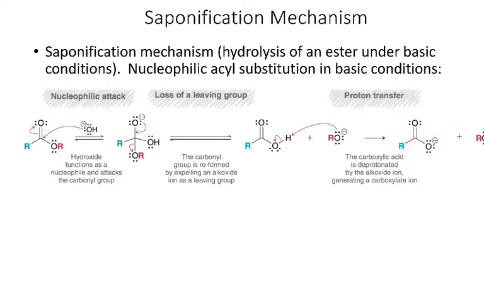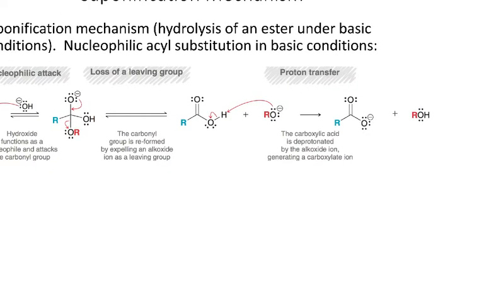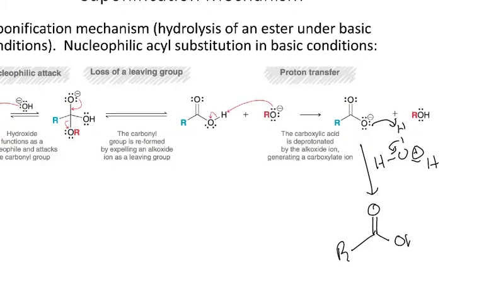And so if we want to get back to the carboxylic acid, that's where the acid workup comes in. So in a separate step, if we add an acid source, then we can reprotonate that carboxylate ion and generate the carboxylic acid.